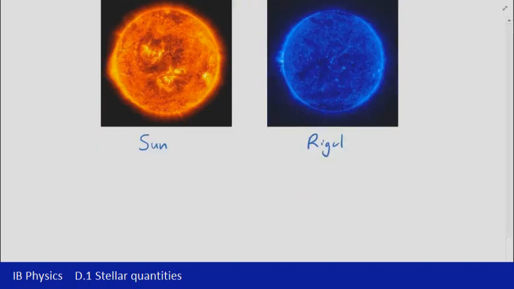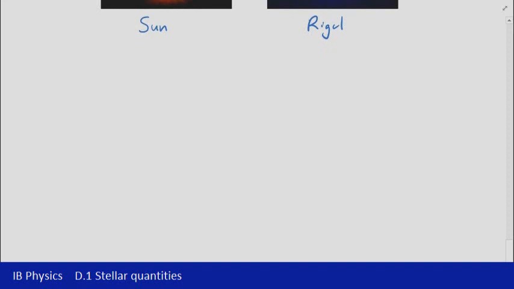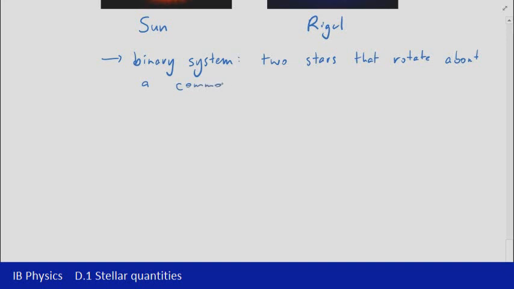Now, there are some interesting aspects about stars that we need to consider. The first is that we can actually have two stars that orbit each other. It's known as a binary system. So a binary system is two stars that rotate about a common centre of mass. So not all stars are just going to be a single star by itself. In some cases, and in fact in lots of cases, we have these two stars that are orbiting each other.